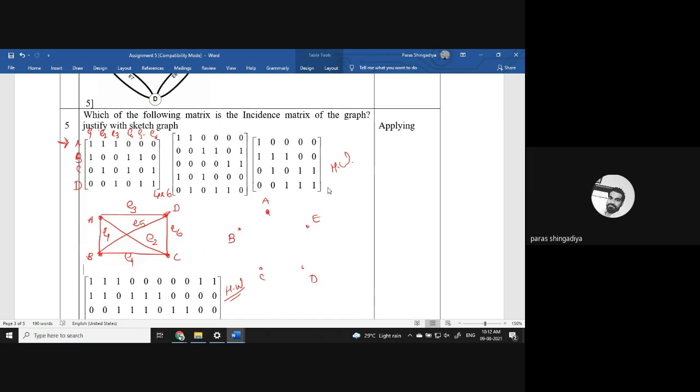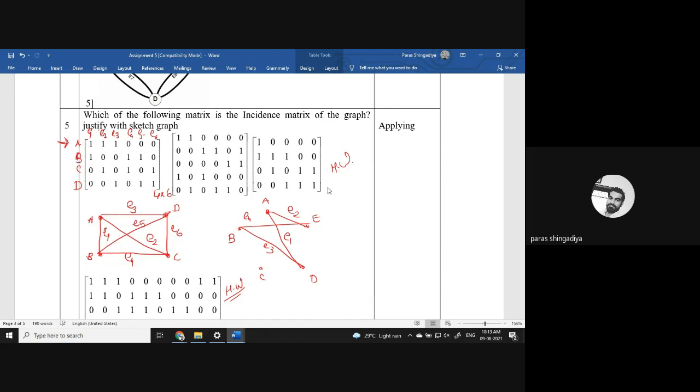So connect A and D. That is the E1 edge. Okay. And then in the second column, the 1s are mapped between A and E. So connect A to E. That is E2. In the third column, the 1s are mapped between B and D. Connect B and D. That is E3. In the fourth column, the 1s are mapped between B and E. So connect B and E.